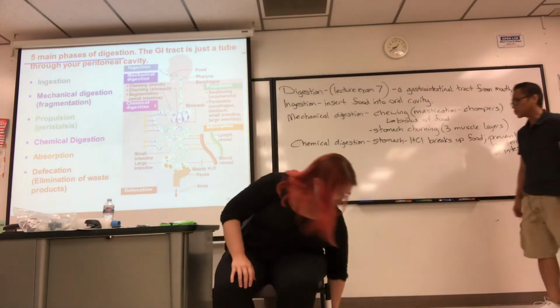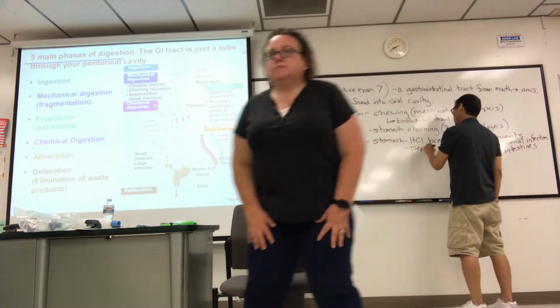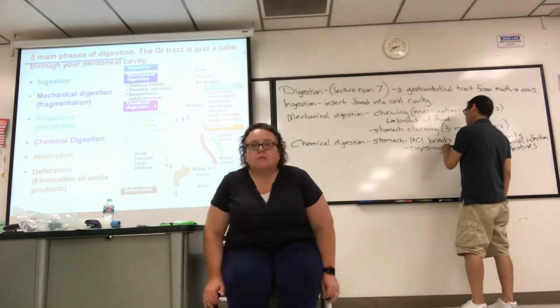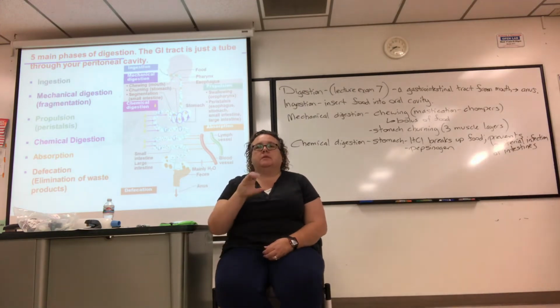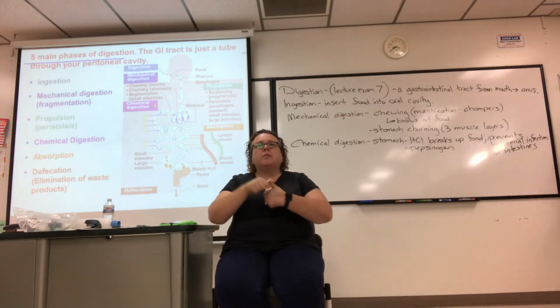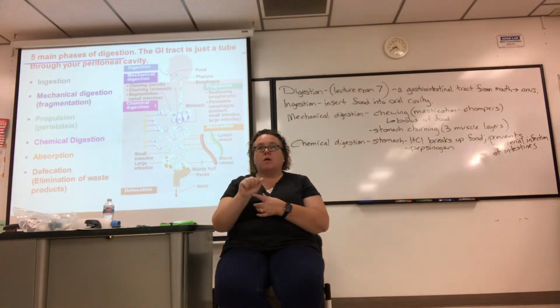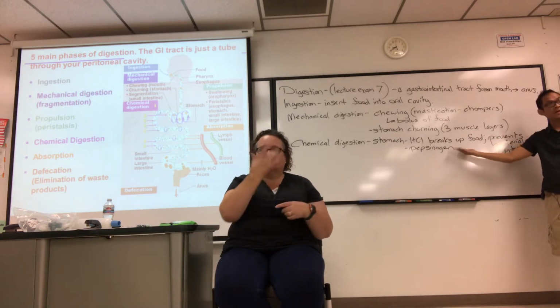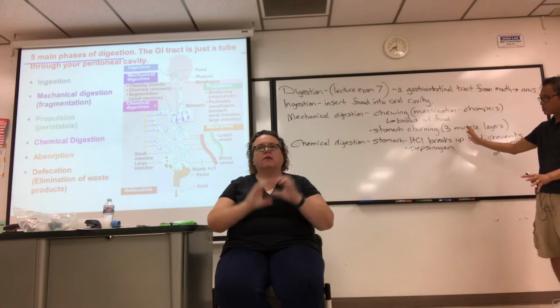Now, the stomach also secretes a chemical called pepsinogen. I'll talk about it. Remember the type of bonds that link amino acids together in proteins? We call them peptide bonds. Pepsinogen breaks the peptide bonds and helps digest proteins. So that's a form of chemical digestion, also in the stomach.